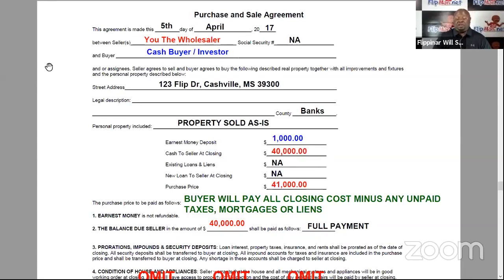This is the way I do it. Instead of me marketing an assignment fee, I market a price. See, I had it on the contract for $30,000, and they agreed on 41,000. So what if I ever had it under contract for $1? That's a ridiculous amount, but they don't know what I have it under contract for. All he knows is that the 41,000 works for him.